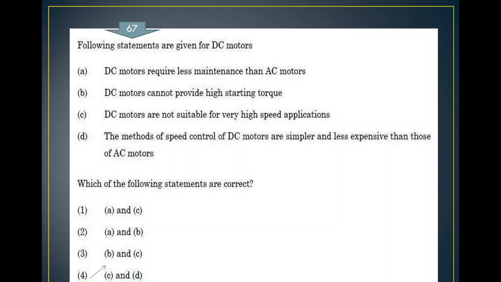The following statements are given for DC motors. Statement A. DC motors require less maintenance than AC motors. Statement B. DC motors cannot provide high starting torque. Statement C. DC motors are not suitable for high-speed application. And statement D. The methods of speed control of DC motors are simpler and less expensive than those of AC motors. Which of these statements are correct? Option first A and C, option second A and B, option third B and C, and option fourth C and D. And your correct answer is option fourth, C and D.